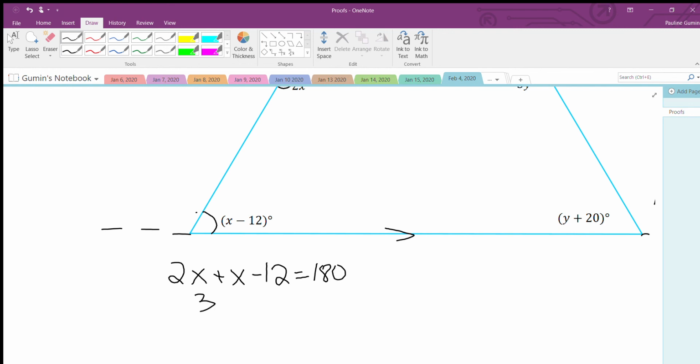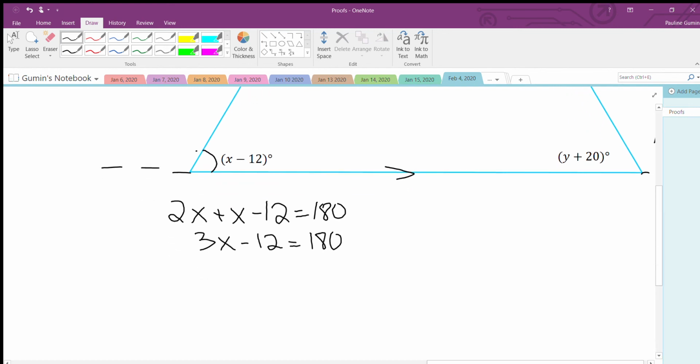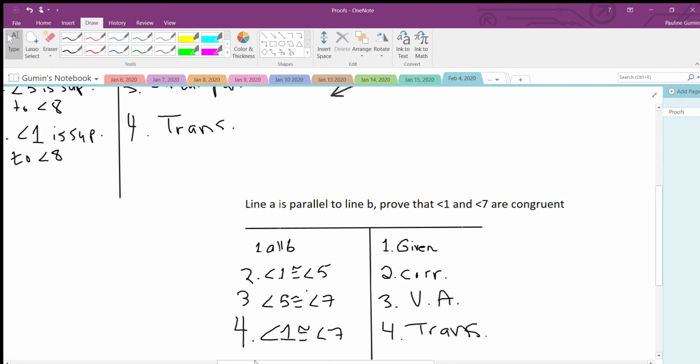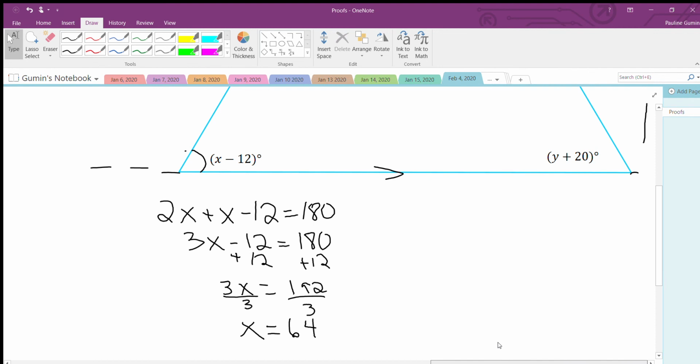So let's solve. 3x minus 12 equals 180. I combine like terms, scroll down, and add 12 to both sides. 3x equals 192, which we can finish by dividing. x equals 64. Before I plug it all in, I'm going to solve for y, because I know I'll need to solve for y anyways.